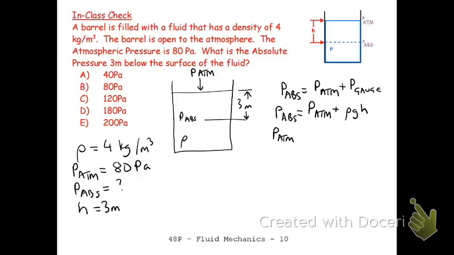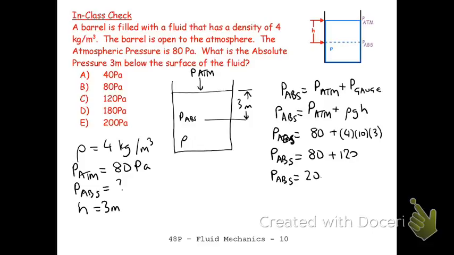P_ATM is equal to 80. ABS, I'm sorry, I said ATM and I wrote ATM. It's ABS. P absolute is equal to 80 plus my density, which is 4, times 10 times 3. So P absolute is equal to 80 plus 120. So P_ABS is equal to 200 Pascal.